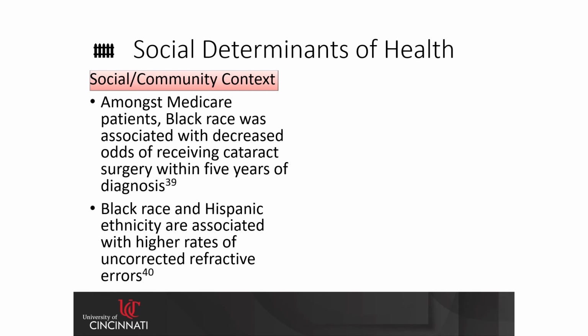Black race has been associated with decreased odds of receiving cataract surgery 5 years after diagnosis. It is important to note that this finding could not be explained by race-specific differences in disease prevalence. A study from the same year found that Hispanic and Black populations demonstrated higher rates of visual impairment that could be corrected with spectacles than other racial or ethnic groups.